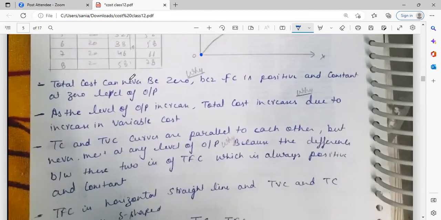So now this is the relation. Total cost can never be 0. Why? Because FC, which is fixed cost, is positive and constant even at 0 level of output. As the level of output increases, TC increases. Why? Due to increase in variable cost.